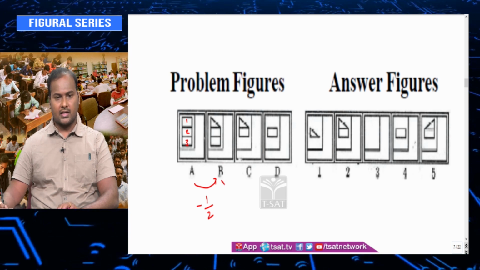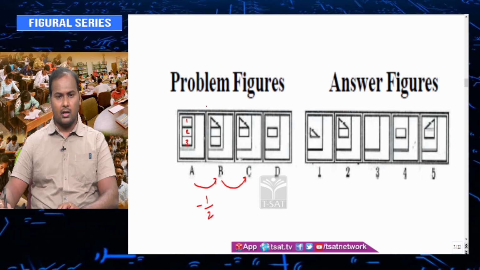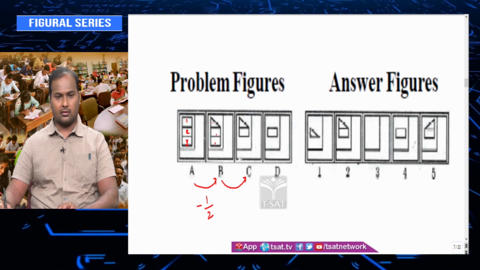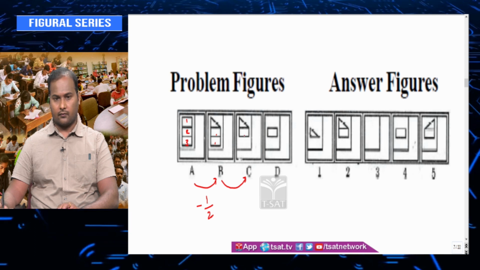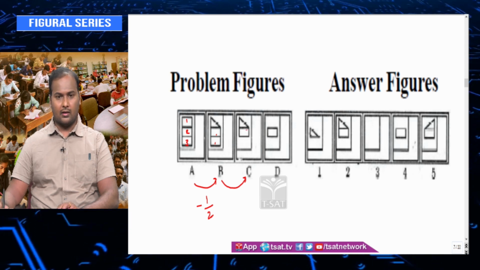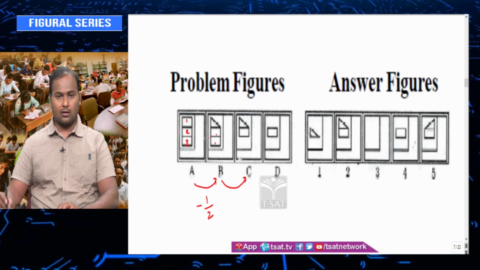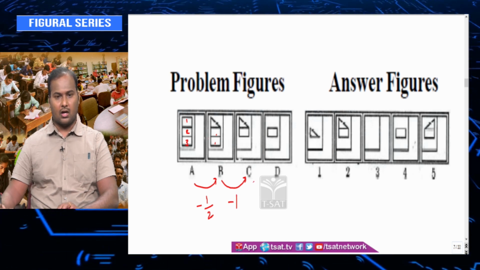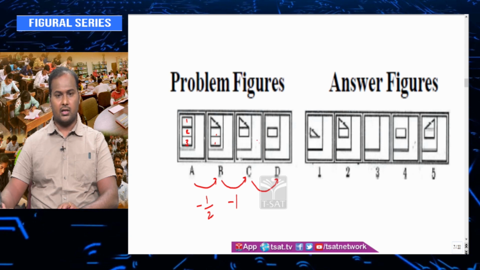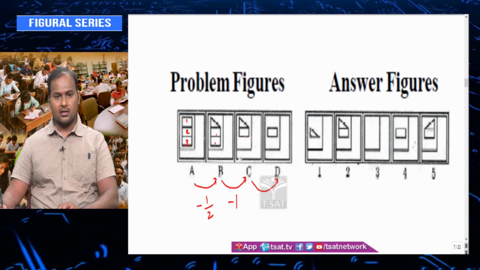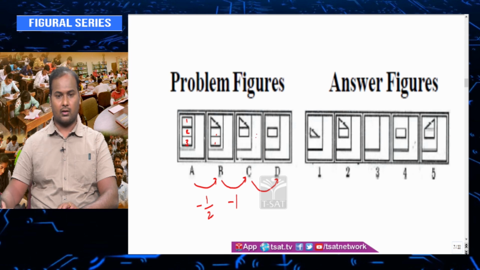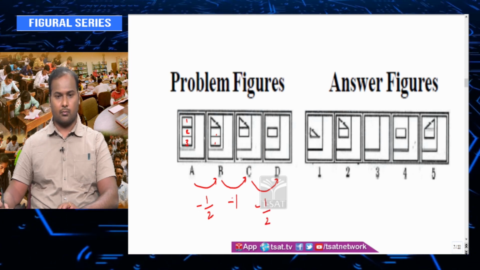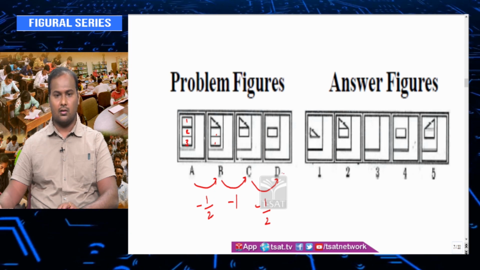Now, you see the change from B to C. In B, there are 2.5 blocks, one block, second block and half block. But in case of figure C, you have only one block and half, which means a total of 1 is removed. So, minus 1 block. And what is the change from C to D? Here C to D, see here 1.5, here 1 block. So, minus half. So, what is the change? Minus half, minus 1, minus half, and what is the next change?